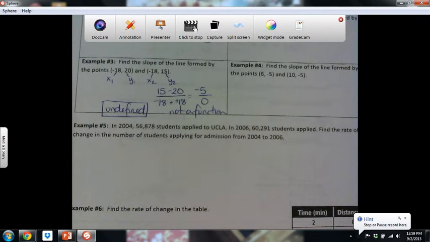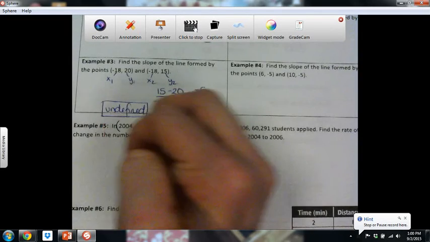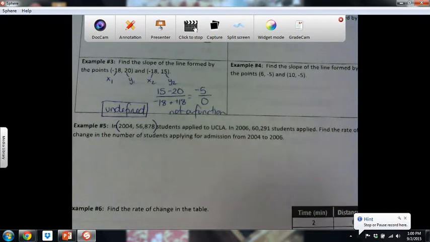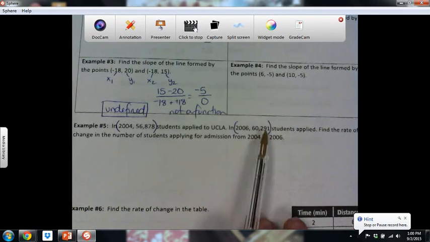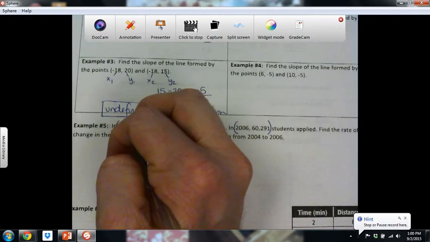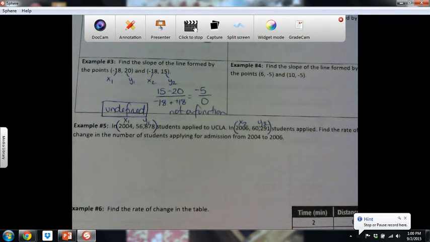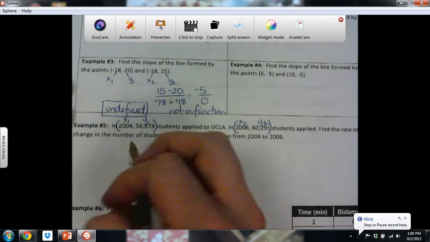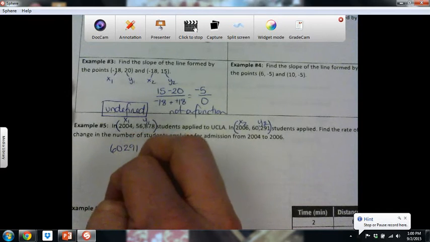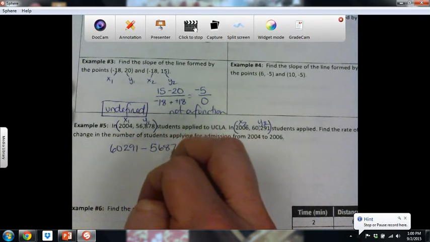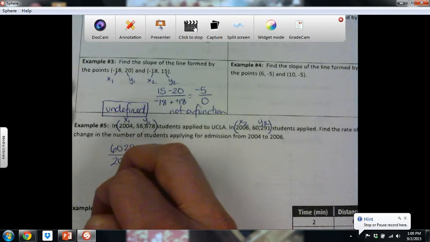So for example number 5, it says, in 2004, there were 56,878 students who applied to UCLA. I should think of that as an ordered pair. So I'm actually going to put parentheses around it. This is an ordered pair. Then in 2006, the applicants jumped to 60,291. So we want to find the rate of change. So this is my x1, y1, x2, and y2. So in order to do slope from a word problem, we need to kind of put things into an ordered pair. So my y2 is 60,291 minus my y1 is 56,878 all over 2006 minus 2004.